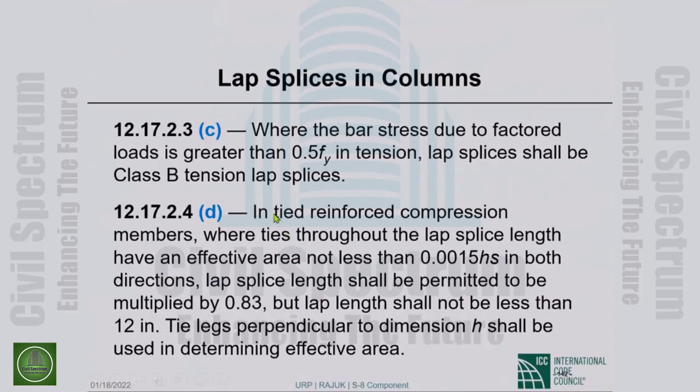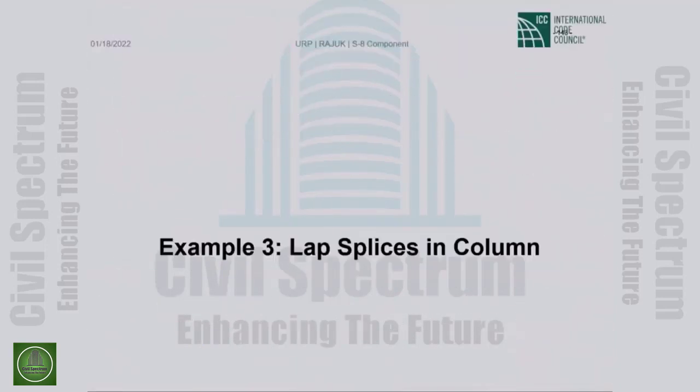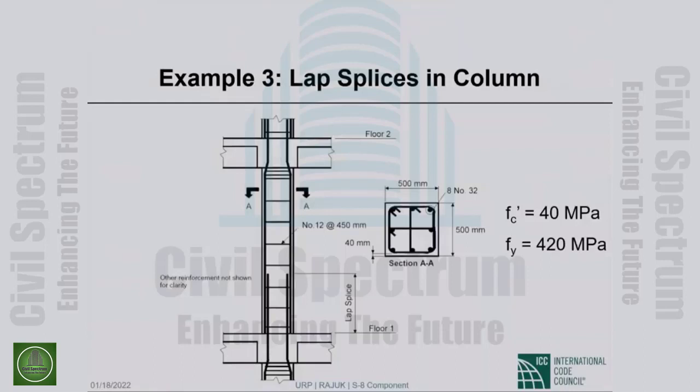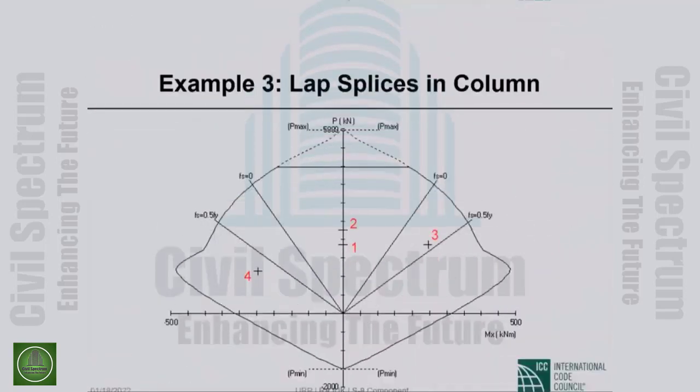So this said, in tied reinforced compression members where ties throughout the lap splice length have an effective area not less than 0.0015 hs in both directions, lap splice length shall be permitted to be multiplied by 0.83. We have three legs of, I forget the diameter of that, number 12, I think. Three legs of number 12 bars in each direction.